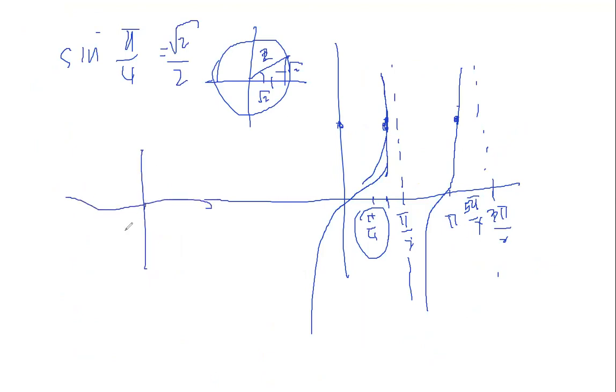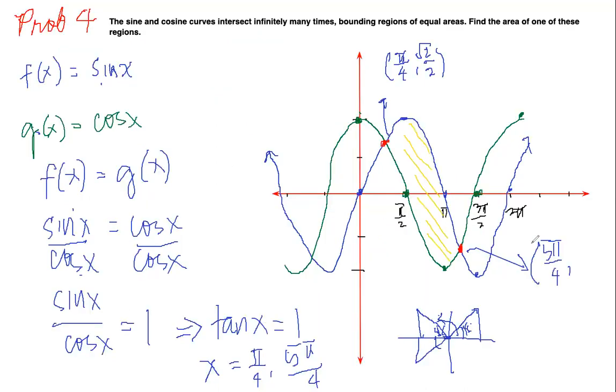5 pi over 4 is here. These are equal. 5 pi over 4, so negative. Hypotenuse, it's square root of 2 over 2. Correct? Square root of 2 over 2. If this is square root of 2, this is 2. This is square root of 2, negative, negative. Yeah, this is negative square root of 2. So this is negative square root of 2 over 2.